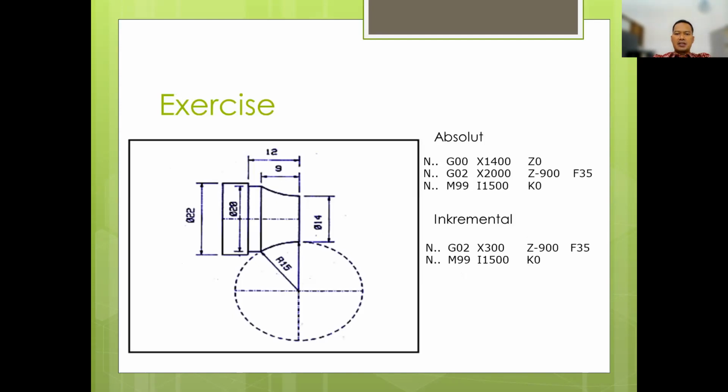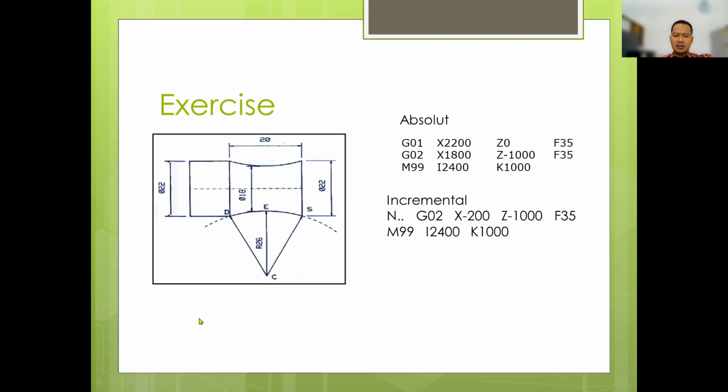For example, this is the circular movement. You can see here R15 with the center of the circle here. You can see it in the figure. So how do we write the programming? For example, the starting point is here.